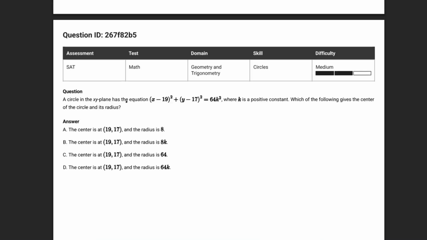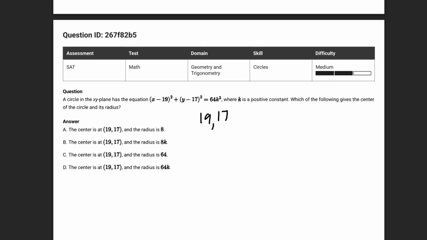A circle in the xy plane has the equation this, where k is a positive constant. Which of the following gives the center of the circle and its radius? The center is the opposite of whatever the signs are here, so it's negative 19, negative 17, so the center would be 19, 17. Look at the answer choices, same for all of them, so we can't eliminate any yet.